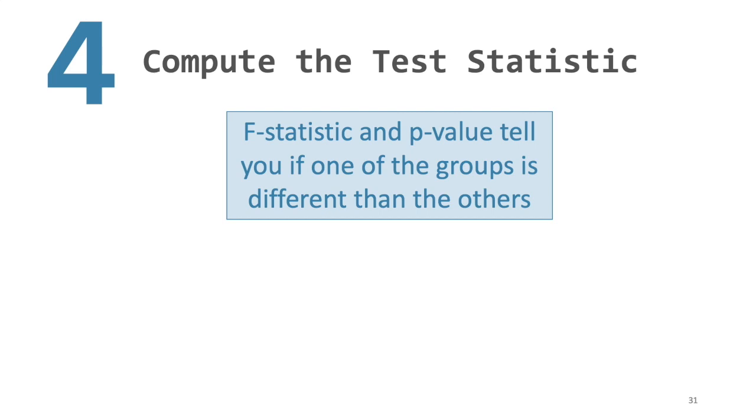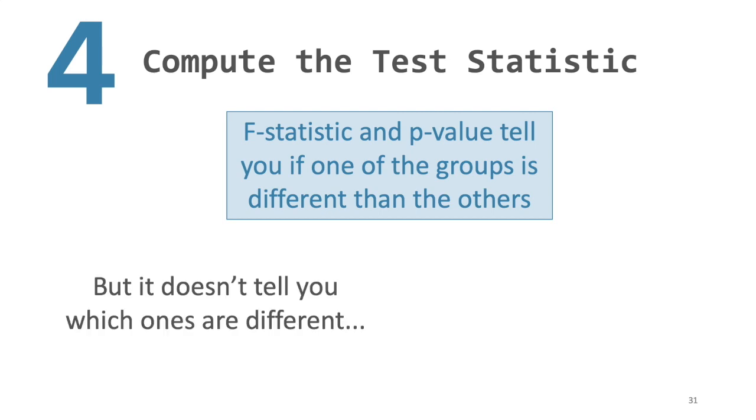The F statistic and the p-value tell you if one of the groups is different than the others. In other words, is there some difference between the means of the groups that's really big compared to how much variability there is within a group? The issue is it doesn't tell you which ones are different. If we have, let's say, 3 groups, all we know is that at least one is different from the others. But usually when we use ANOVA, we want to be able to say which of the groups is actually different. Are they all different from each other, or is one of them different from another?